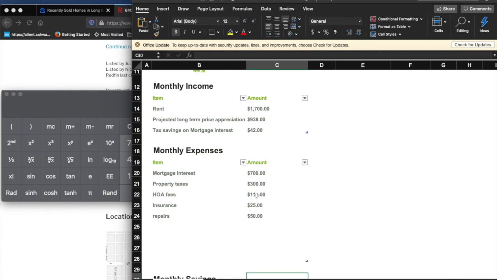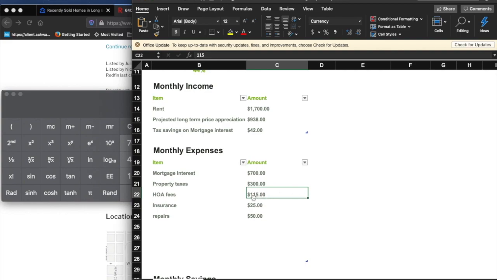HOA fees will also typically increase over time, especially if it's unusually low like this. You should expect it to go higher. This is extremely low, $115 HOA fees. You should also look into the reserves before you buy a property. That's another thing you should take into consideration before you buy, because you should look into what you project on how the HOA fees will rise.